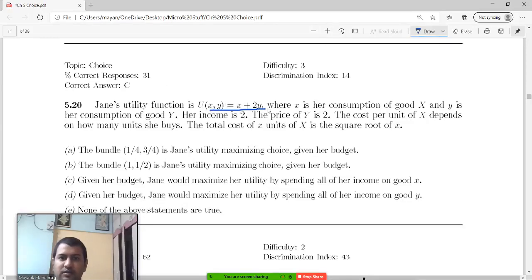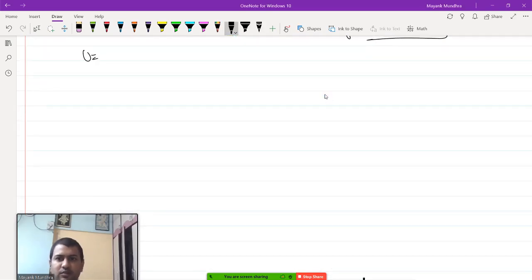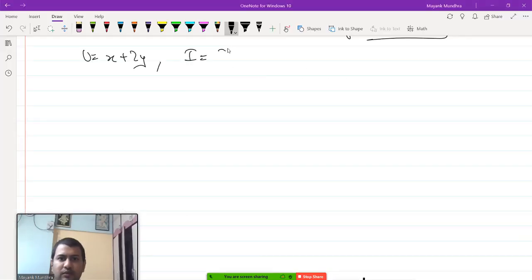Jane's utility function is x plus 2y, where x is the consumption of good x and y is consumption of good y. Her income is 2, price of good y is 2. Okay, price of good y is 2, utility equals x plus 2y, income equals 2, py equals 2.